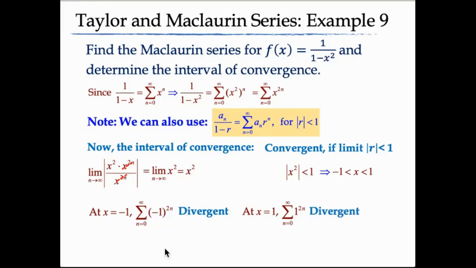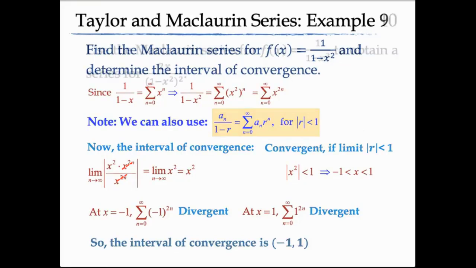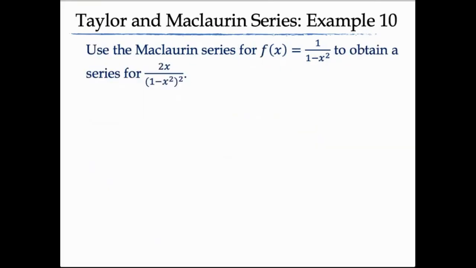And that means that our interval of convergence is -1 to 1, exclusive of the endpoints, which you might have guessed because it's basically the same function. We're just substituting in x squared into our x. Okay, so that being said, let's get a little bit more complex.